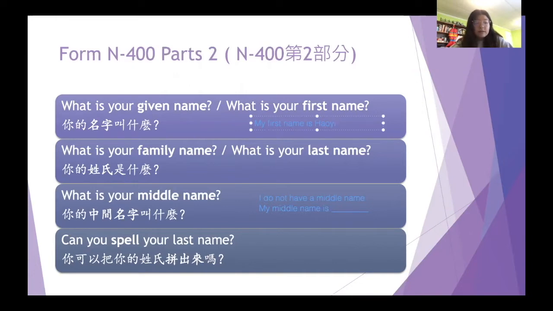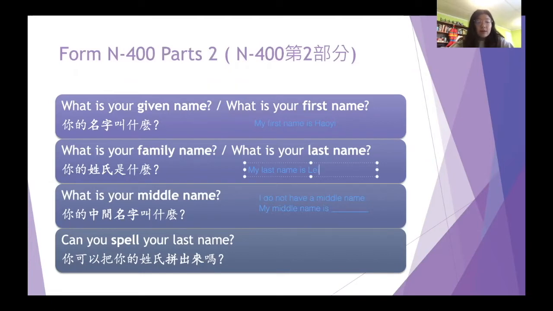好，下个问题。What is your family name? What is your last name? 你的姓名是什么？Family name 和 last name 都是指姓名，所以我就回答 My last name is Lei.